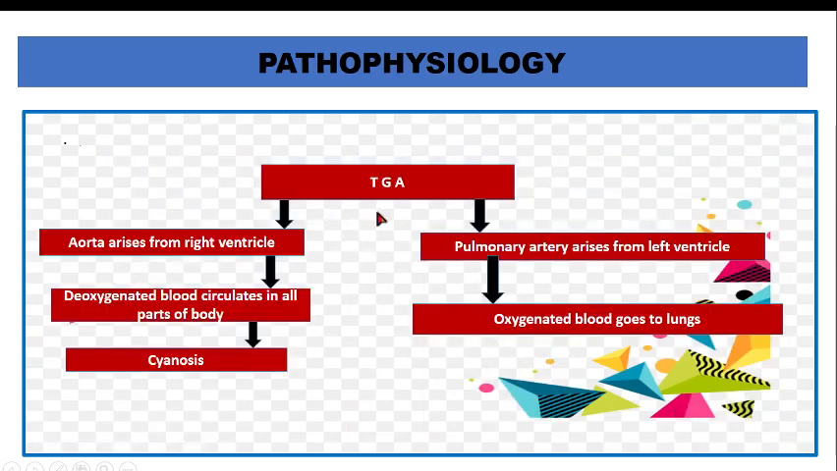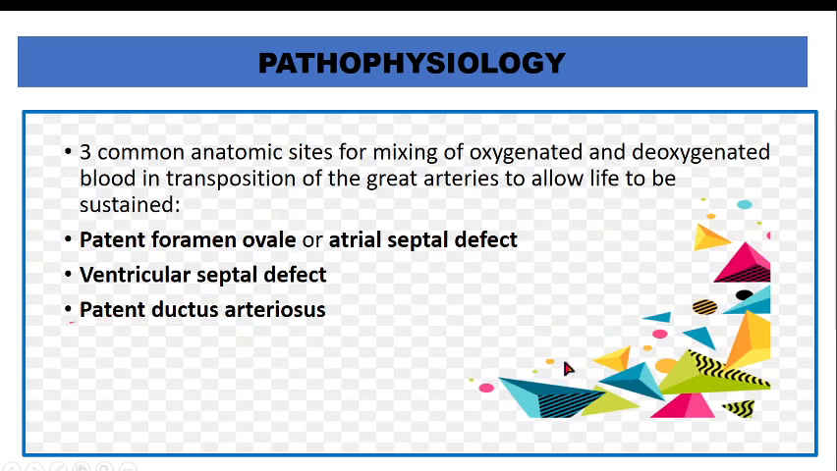So what is the pathophysiology? In transposition of the great arteries, the aorta arises from the right ventricle, deoxygenated blood circulates to all parts of the body, causing cyanosis. The pulmonary artery arises from the left ventricle, and oxygenated blood goes back to the lungs. Okay, so this is the basic pathophysiology.